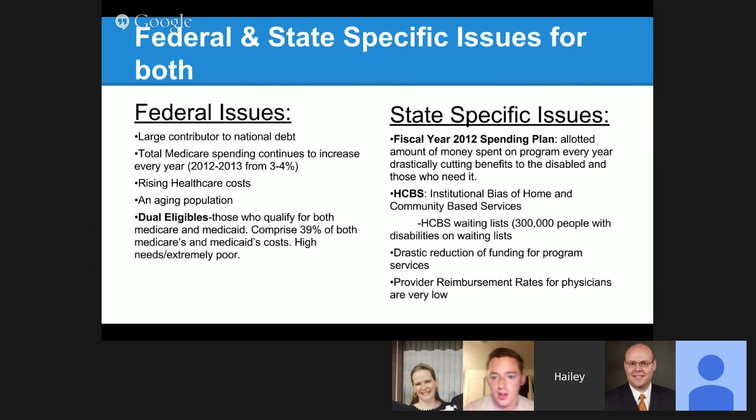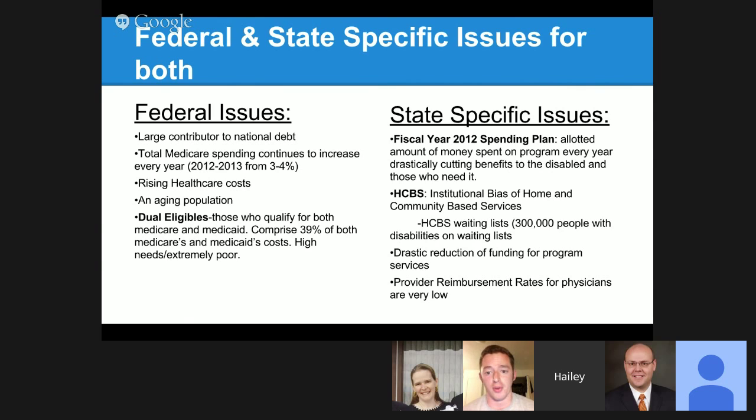Alrighty. Thanks, Haley. What I'm going to be talking about when it comes to Medicare and Medicaid is both the federal and state-specific issues that are involved, and just a little background. Medicare has federal involvement, whereas Medicaid has federal and state involvement, based on the funding. Medicaid is primarily funded by the feds and also the state. But onto the issues. Federal issues for both.